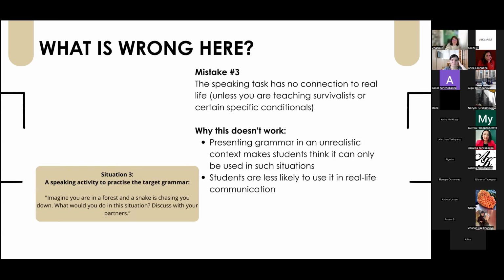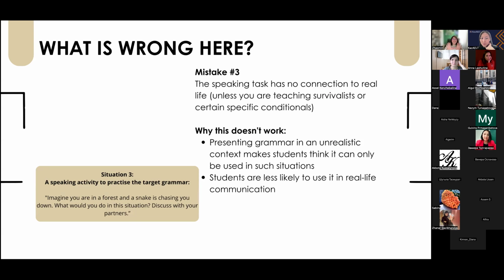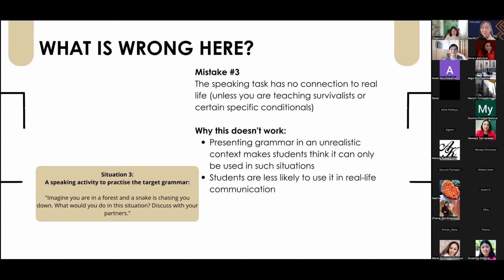Why doesn't this work? Presenting grammar in an unrealistic context makes students think it can only be used in such situations. So, for example, if you give them the second conditional, like imagine you're in a forest and a snake is chasing you down, they think, okay, is that the only appropriate situation where I'll be using, or am I allowed to use, this grammar? Which, of course, it's not. So make the context as realistic as possible.